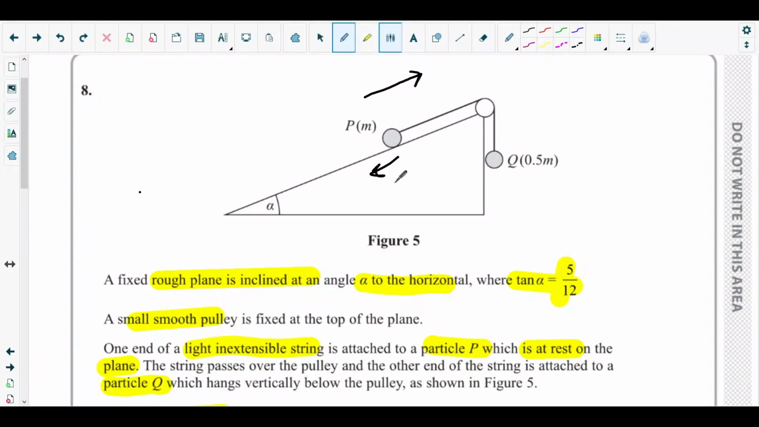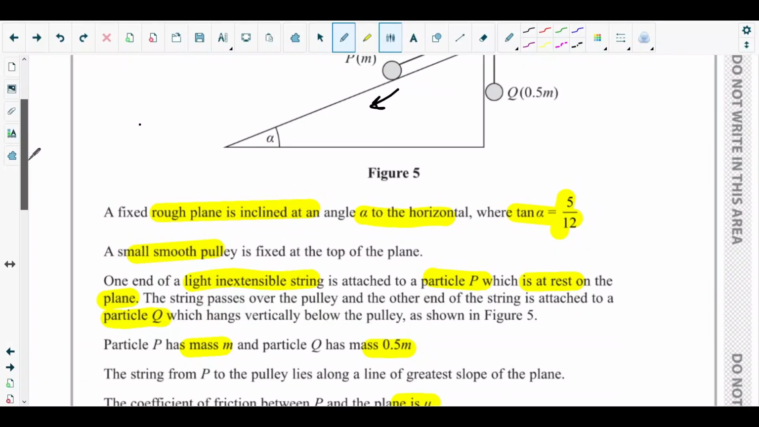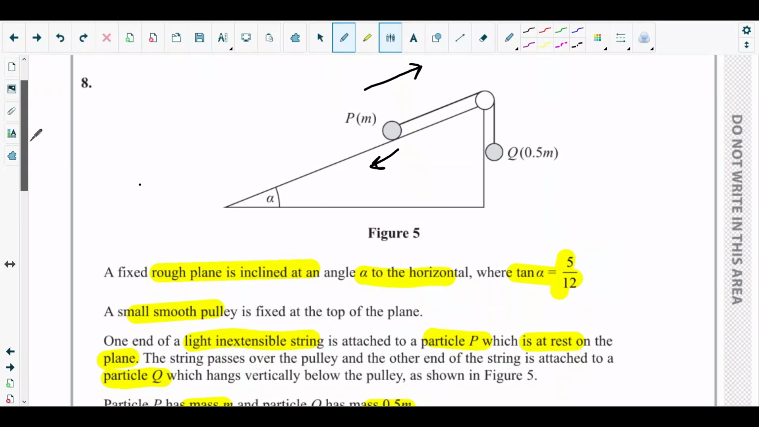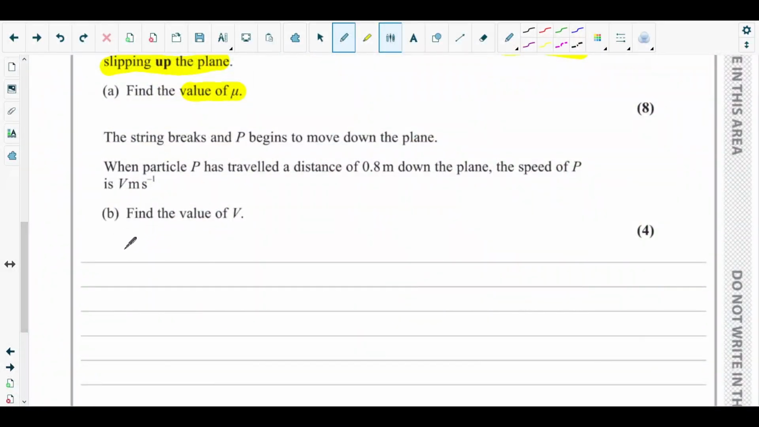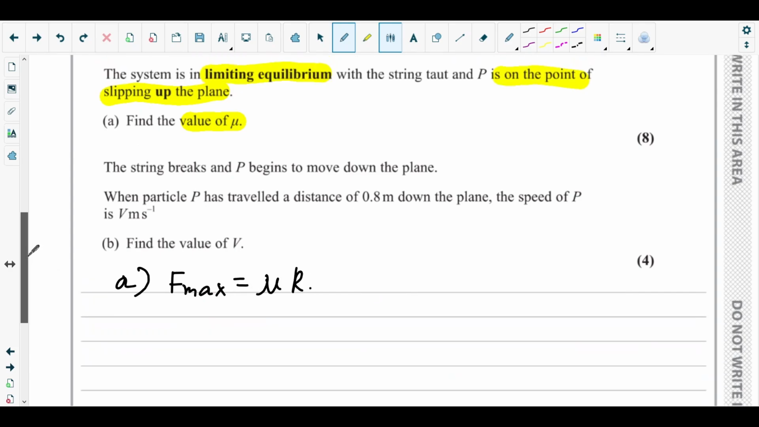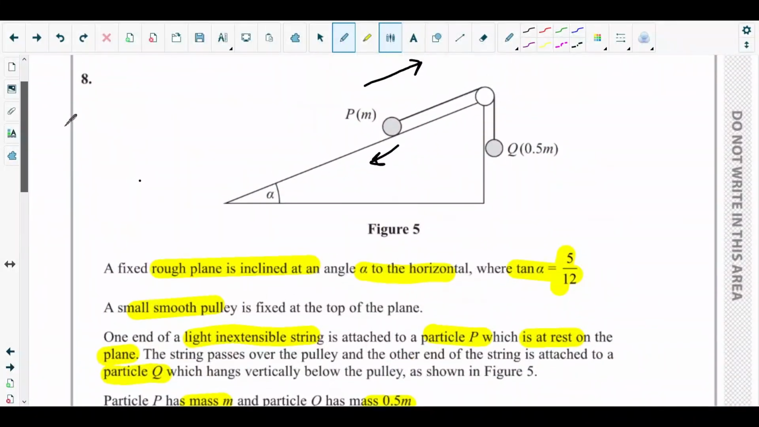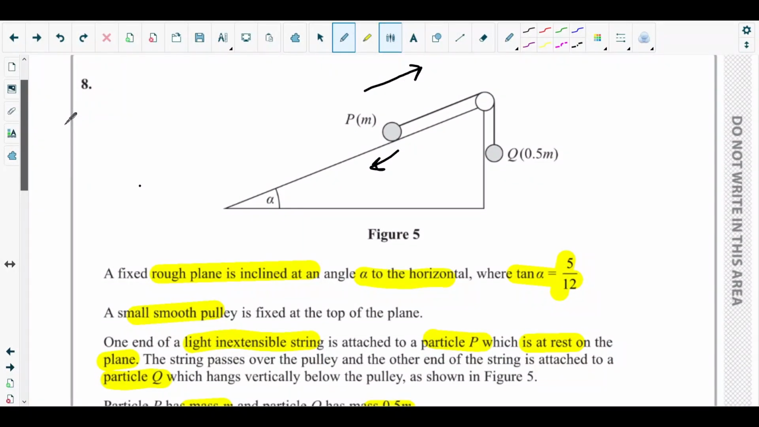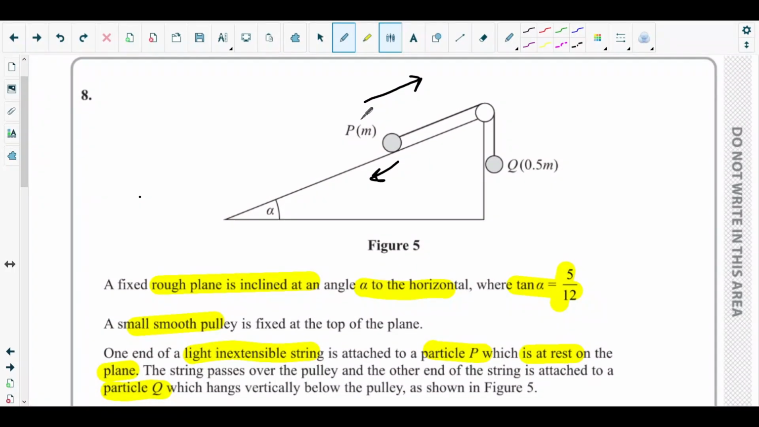Since it is on the point of slipping up the plane, it is in limiting equilibrium. In limiting equilibrium, we know that friction is at its maximum, so F max equals mu times R. We need the normal contact force R here. So let's find the normal contact force R, which is perpendicular to the inclined plane. Weight acts vertically downward, and this is the normal contact force.